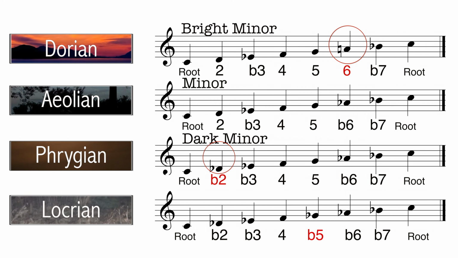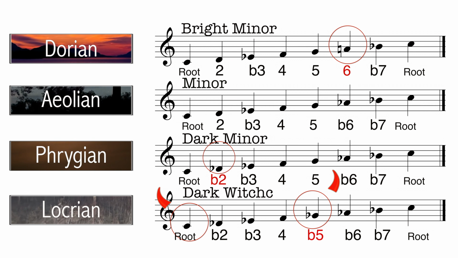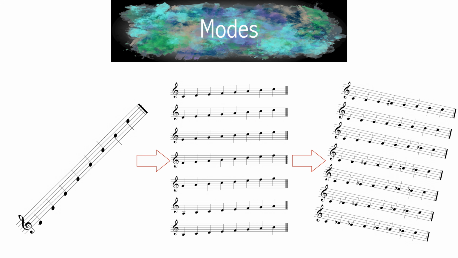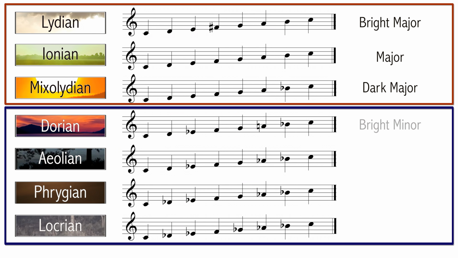Locrian is still technically in the minor family, but it's very unstable as it's built on the infamous tritone interval, so we'll call it dark witchcraft. Quick recap. Modes are scales derived from the major scale and have a specific character. Bright major, major, dark major, bright minor, minor, dark minor, and objectively hideous.